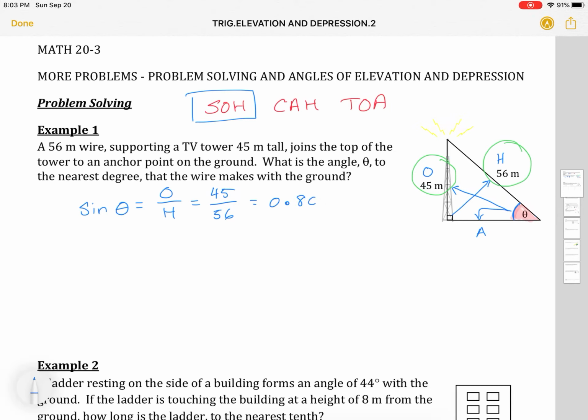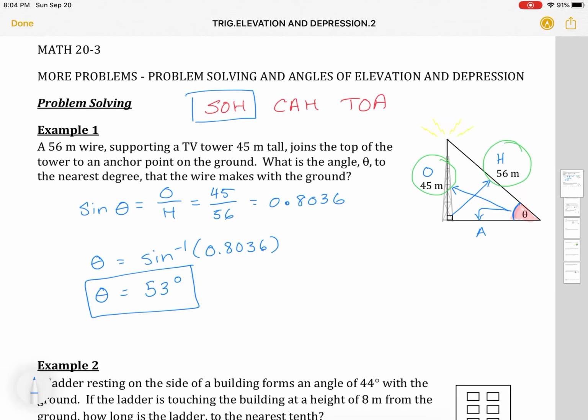And we're going to get from that 45 divided by 56, 0.80357, so 0.8036. Remember, 4 digits, just for good measure. Now we're going to use the second function, sine inverse, of 0.8036. And when we put that in our calculators, it tells us that theta is 53 degrees.